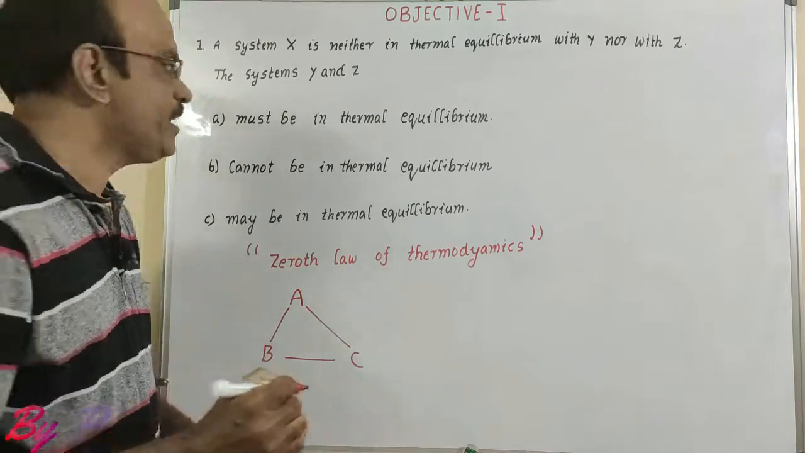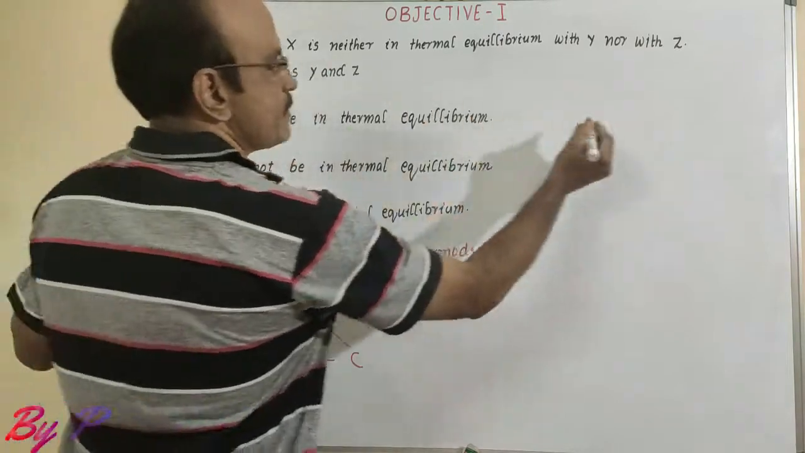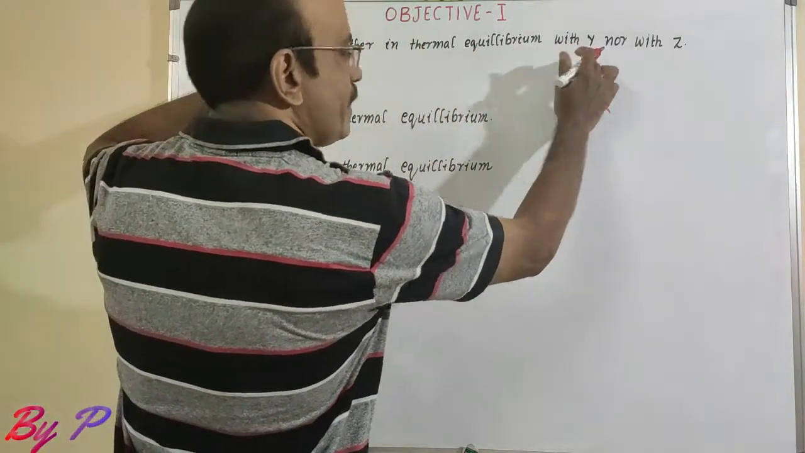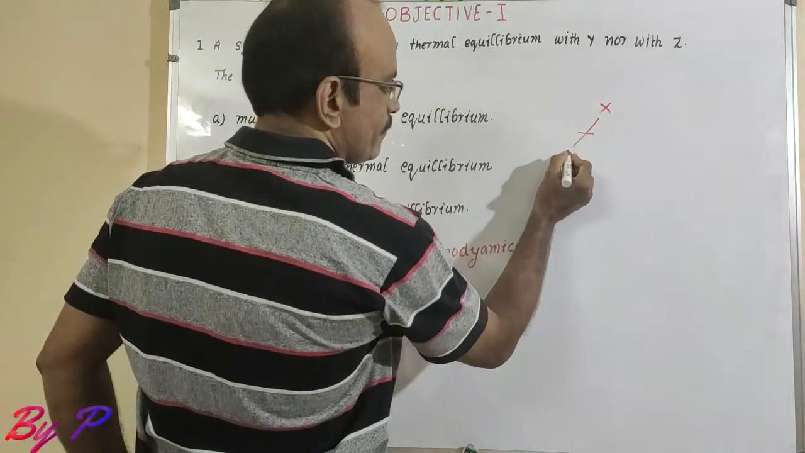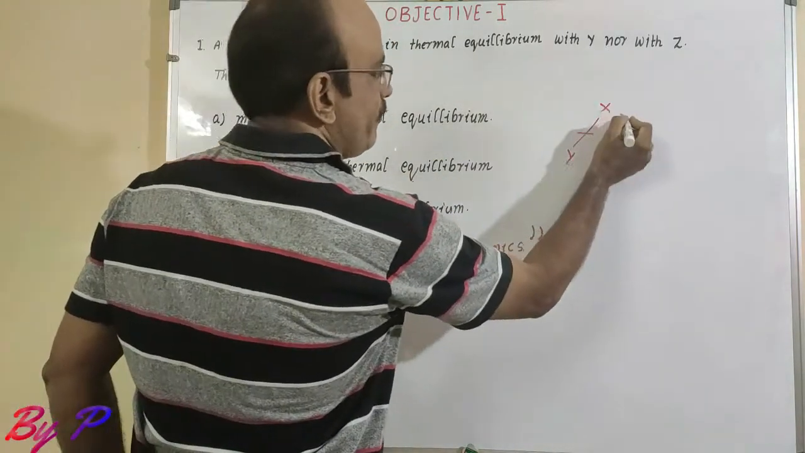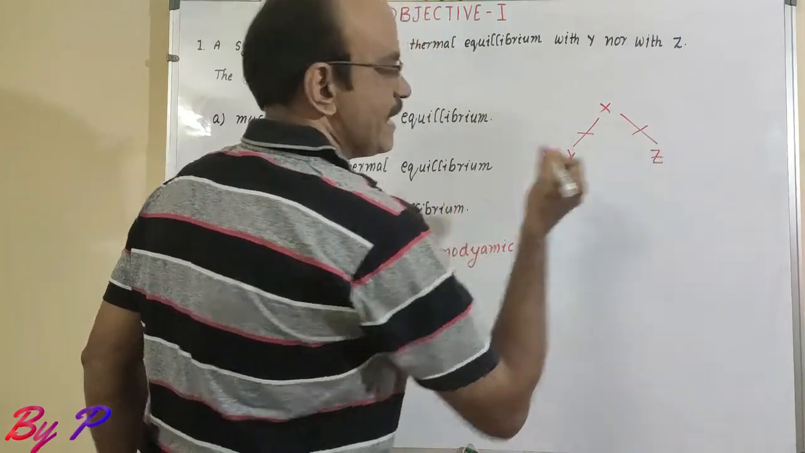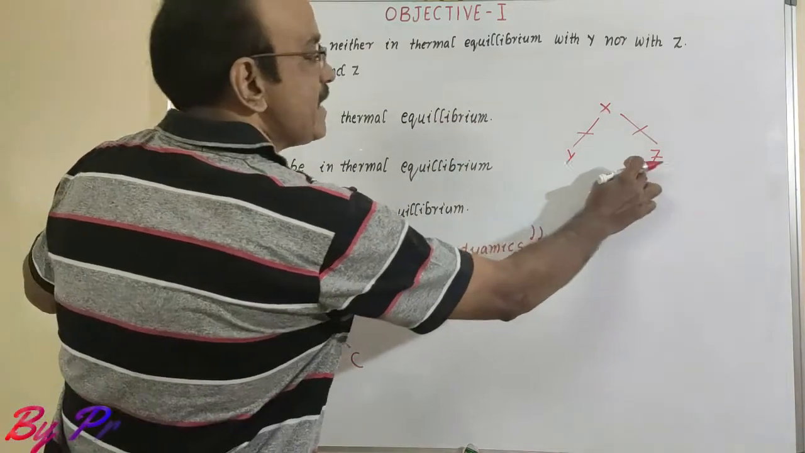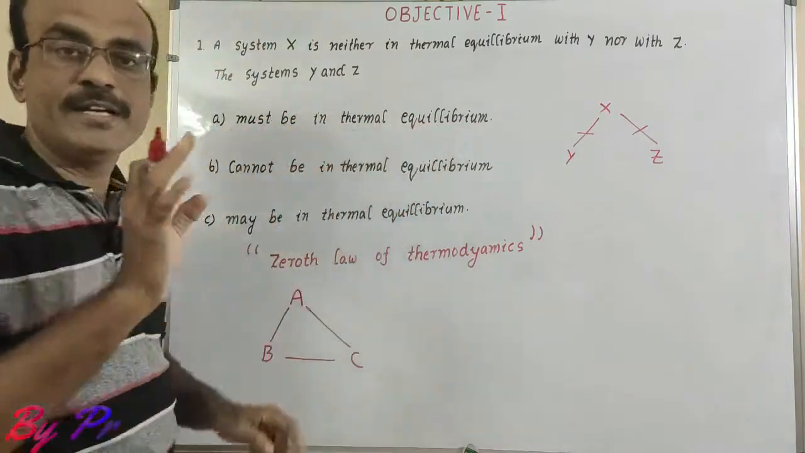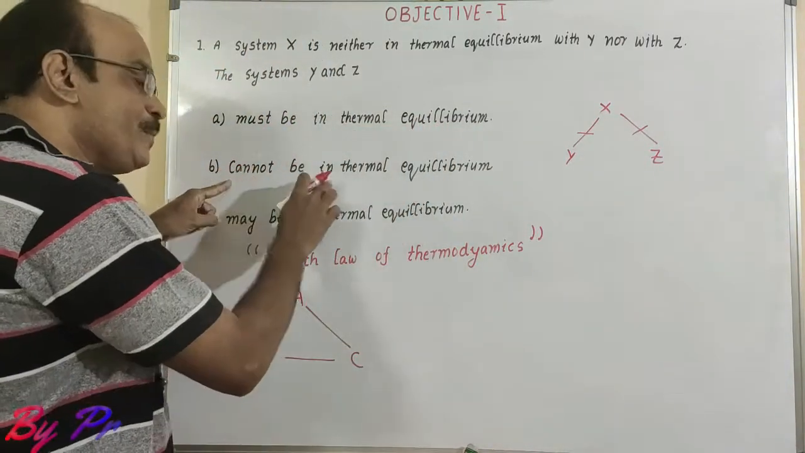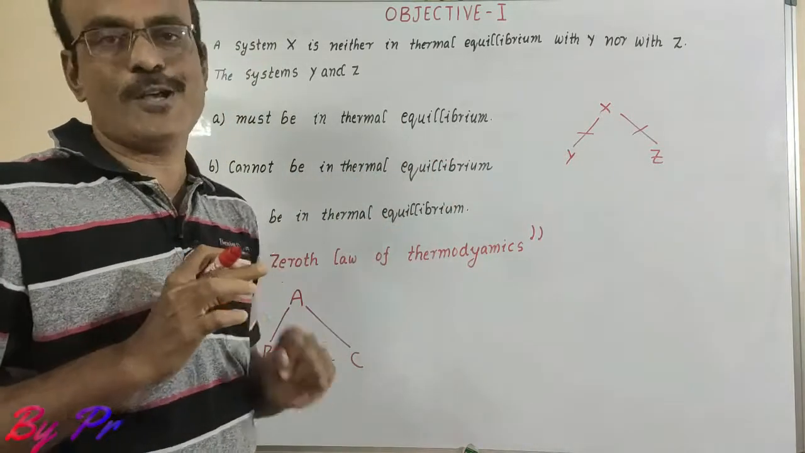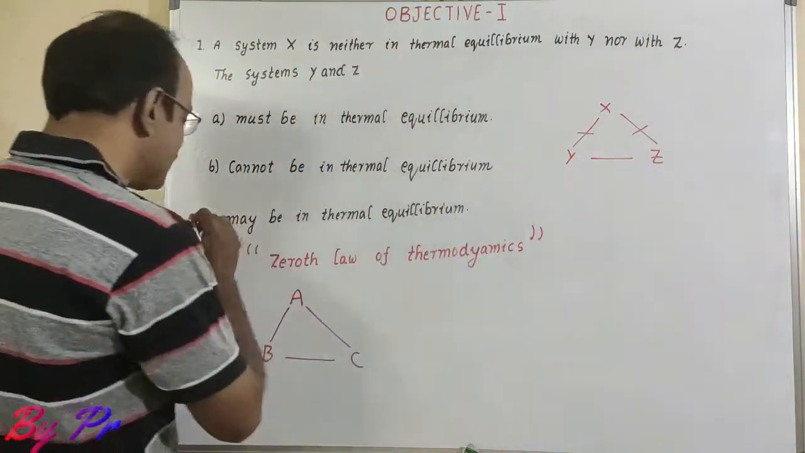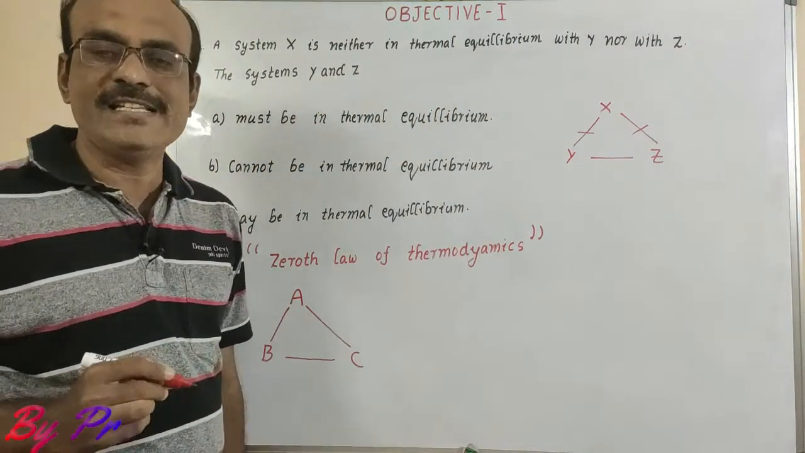But in the given question, system X is neither in thermal equilibrium with Y nor with Z. So Y and Z must be in thermal equilibrium? It is not possible. Cannot be in thermal equilibrium? It is also not possible. May be in thermal equilibrium is possible. So that's why option C is correct.